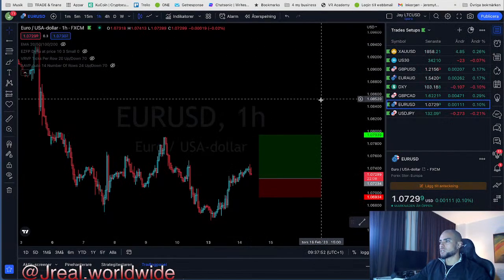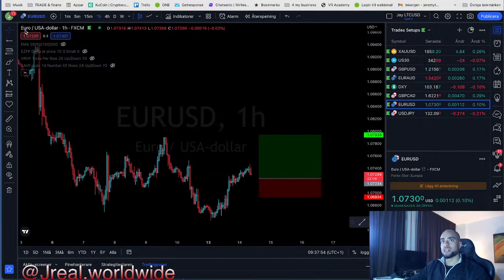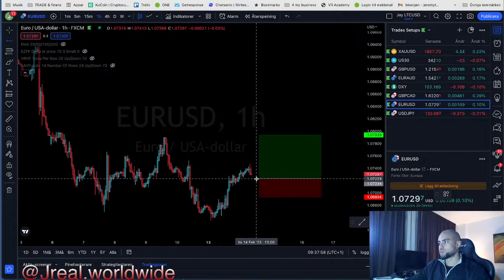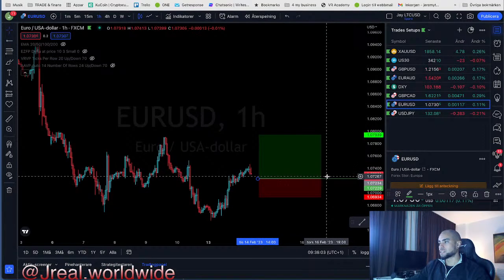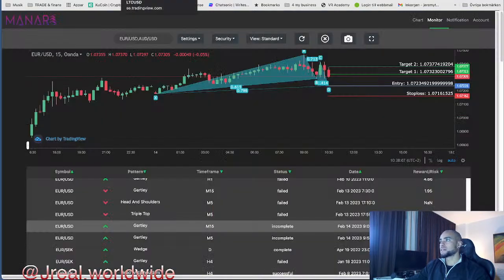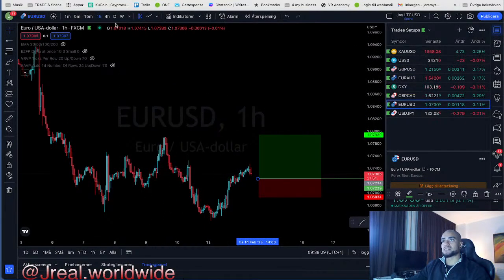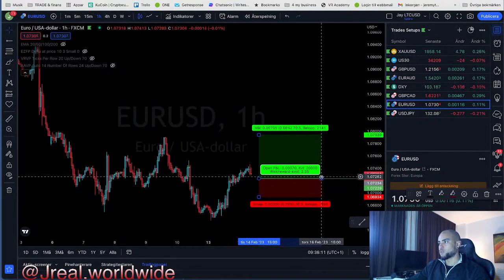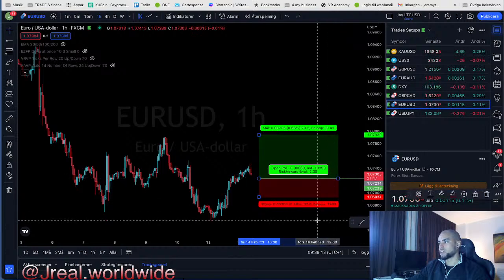Okay, so we're looking at the Euro US dollar. Monero has given us an entry at about 1.0723 to be more precise, which is here. That's the entry that Monero has called out for us. Now let's see if we can find some confirmations for us to be willing to take this trade.